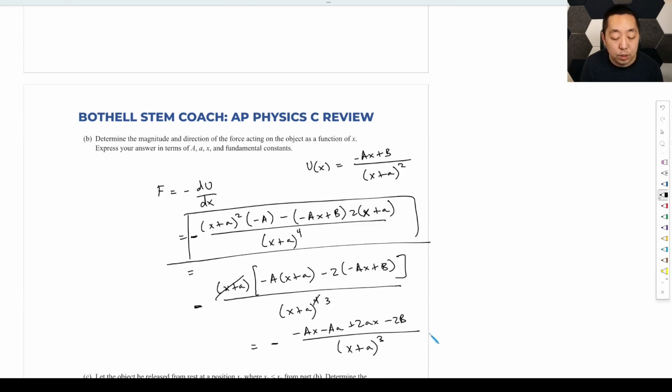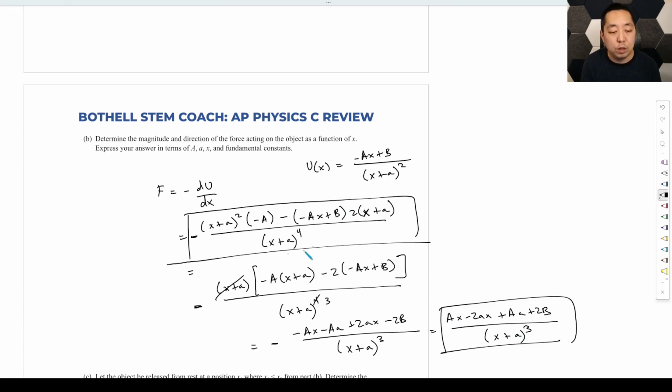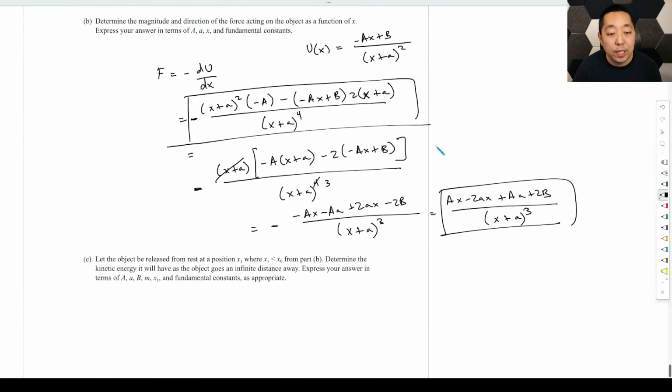You don't have to do all of this work. You could distribute the minus sign if you wanted to. Put that minus sign through everything, so it's going to be ax minus 2ax, then plus a plus 2b over x plus a cubed. Okay, so I'm just showing you a few things you can simplify. You honestly don't have to bother with doing that. Simplifying can be helpful if you're asked to interpret if something increases and things like that. So that's the only advantage of sometimes simplifying.